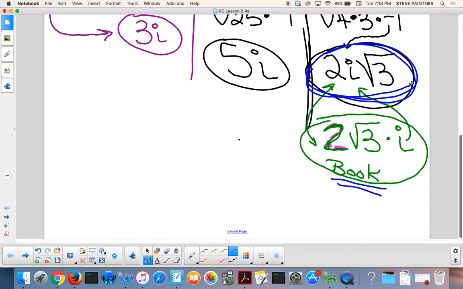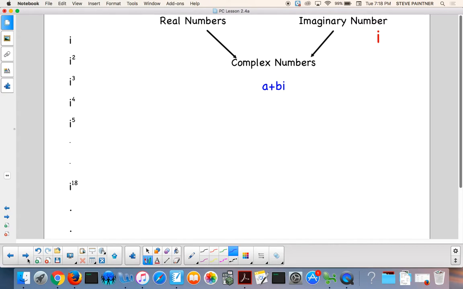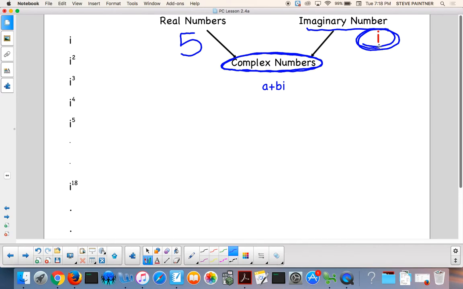Okay, all right, page 2. Page 2 says, now we have this new group of numbers. It's called the complex numbers. It's made up of real numbers, such as 5 is a real number. It's also made up of the imaginary number, i. So when you write your answers, this will be your answer in what I call standard form.